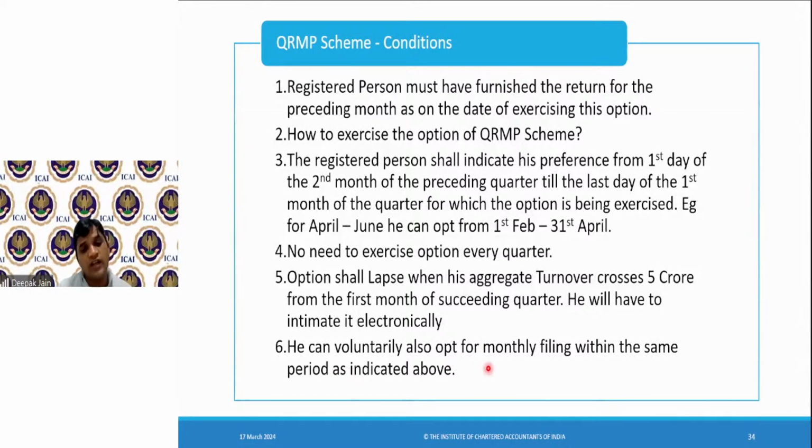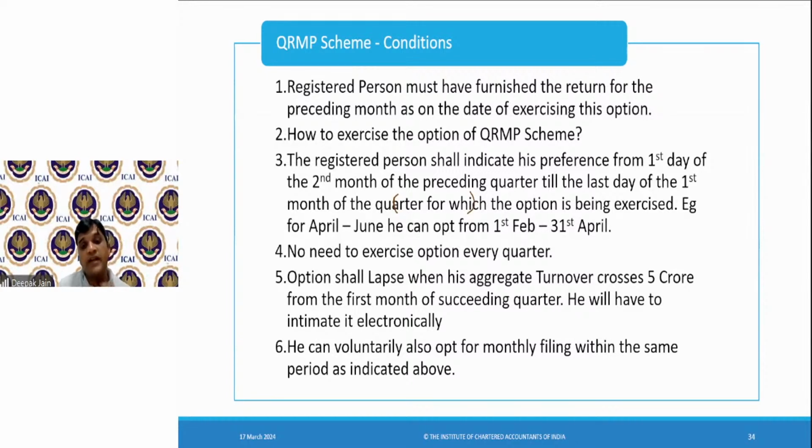He can voluntarily opt out of the monthly filing within the same period as indicated above. If you want to opt out, within this bracket itself, which we had discussed, you can opt out of the scheme. Within this 3 months bracket, you can opt out for this quarter, but otherwise generally the whole period. So that is the QRMP scheme.